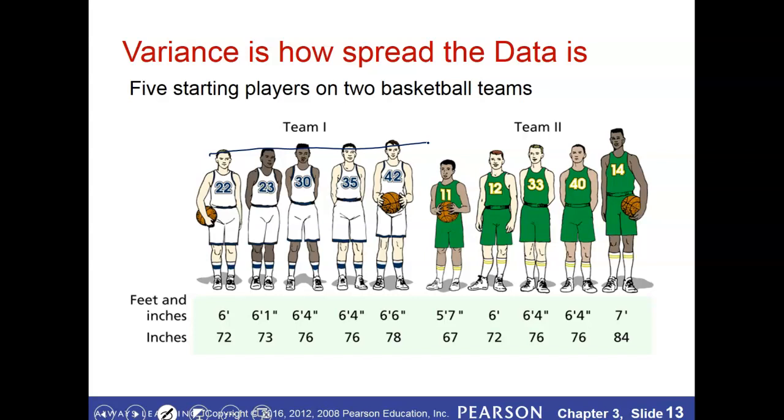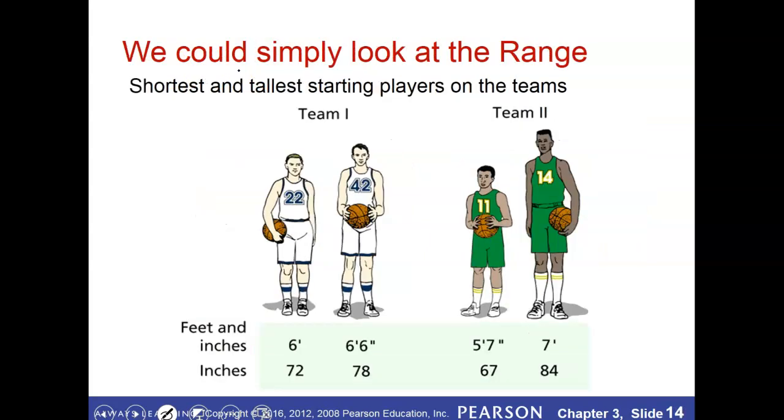But if you look at the green team, the difference between their smallest player, which is number 11, and their biggest player, number 14, that's a big difference. That's the spread. That's the variation in the data. And so that's what we're going to have measures of when we talk about variance. How do they vary, or how spread out is the data? One of the things we could do is look at the one you guys have been using for a while, which is the range. That's a measure of how spread out the data is.